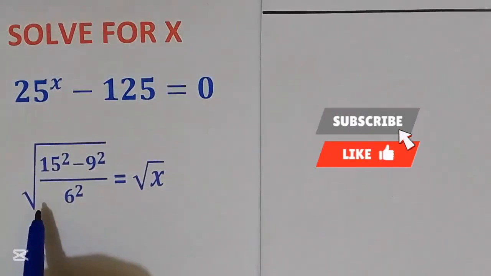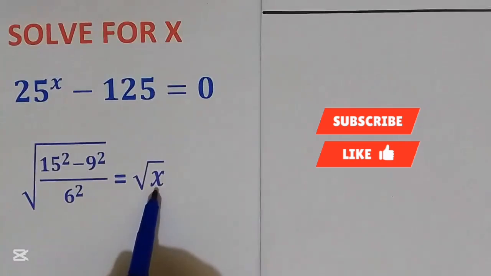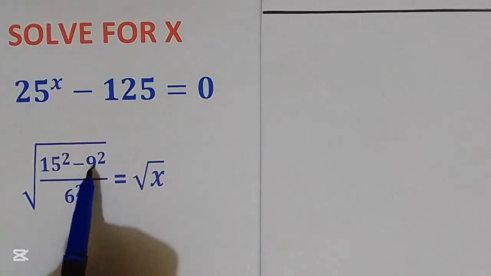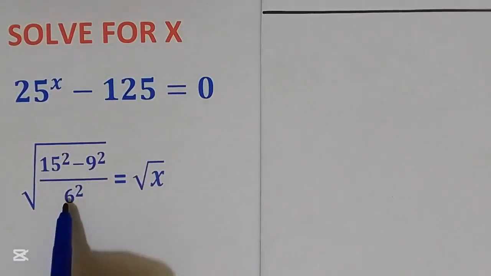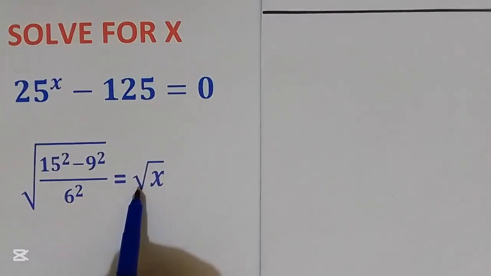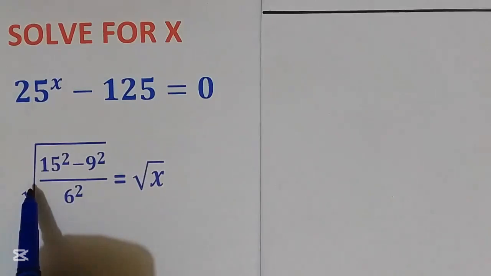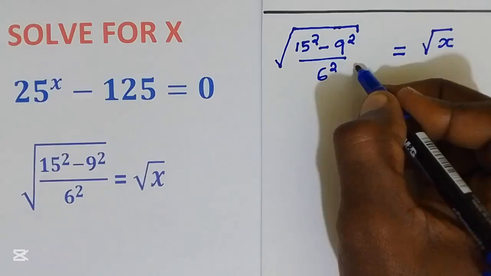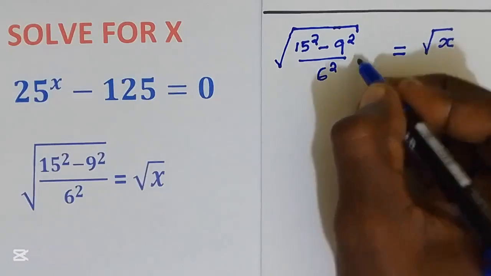Let us do question number 2. We are supposed to solve for x. They have given us the square root of (15² − 9²) over 6², which is equal to the square root of x. The first thing, we are going to get rid of the square root sign by squaring both sides. Let us square both sides.